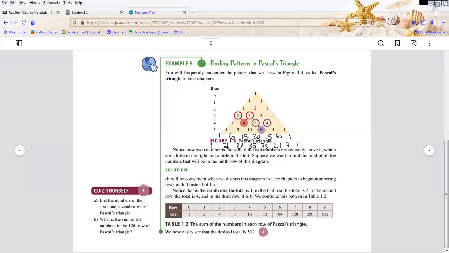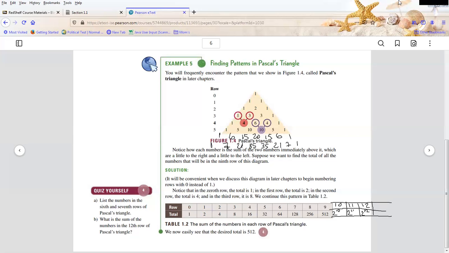We have that this, if we continue on the pattern of this table, then we see in the 10th row, we'll have 2 to the 10 for our sum, or 2 times 512. And then in the 11th row, we'll have 2 to the power 11. And in the 12th row, we'll have 2 to the power 12.